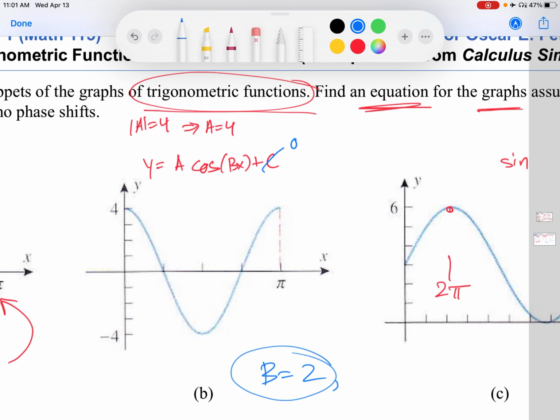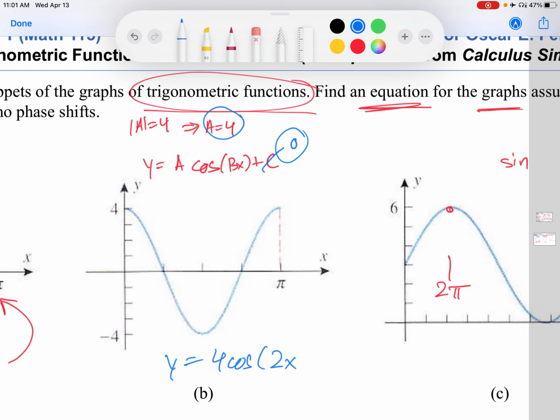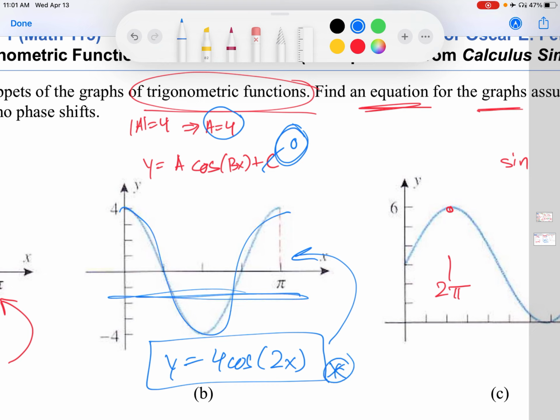So we have found a, we found b, we found c, so let's write down the equation of this graph. A cosine of bx plus c. C is 0, so I'll leave it off. So once again, that's the equation of this graph, and we could double check that. We could graph this function, make sure that on this interval, we get this graph.